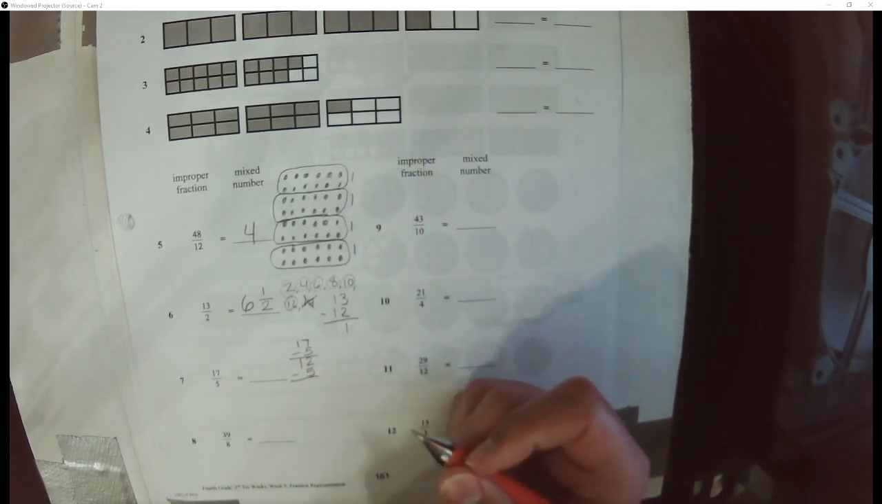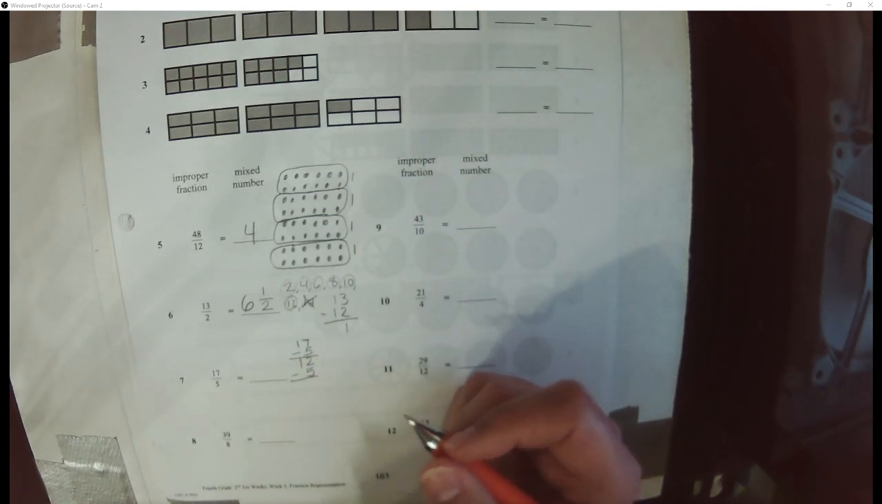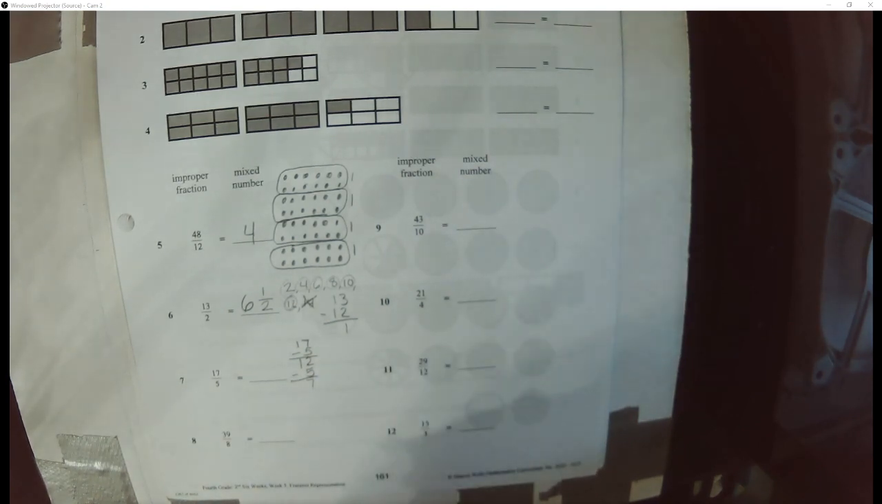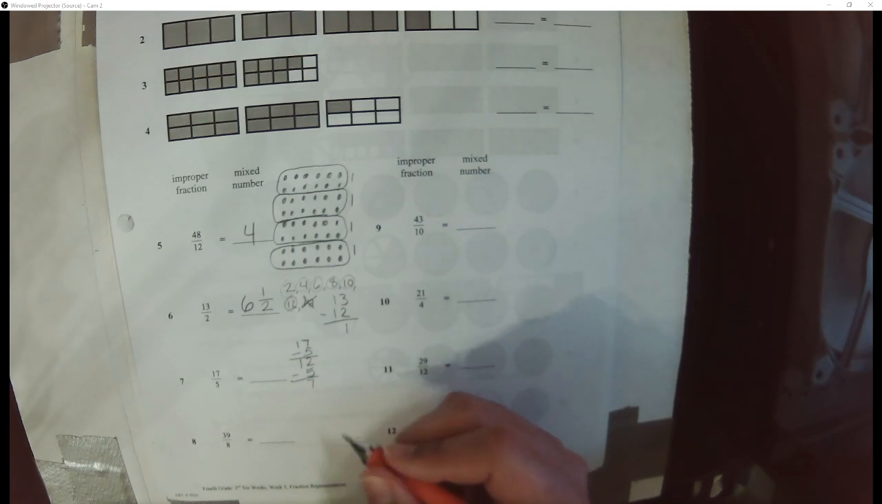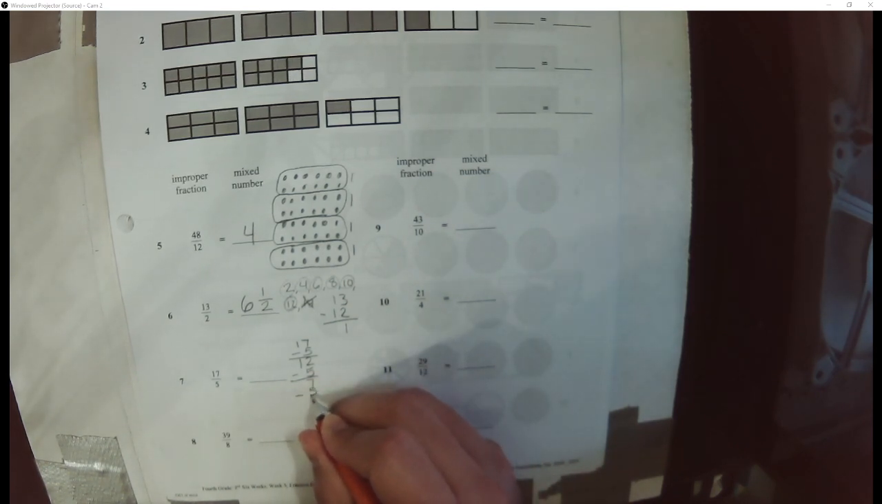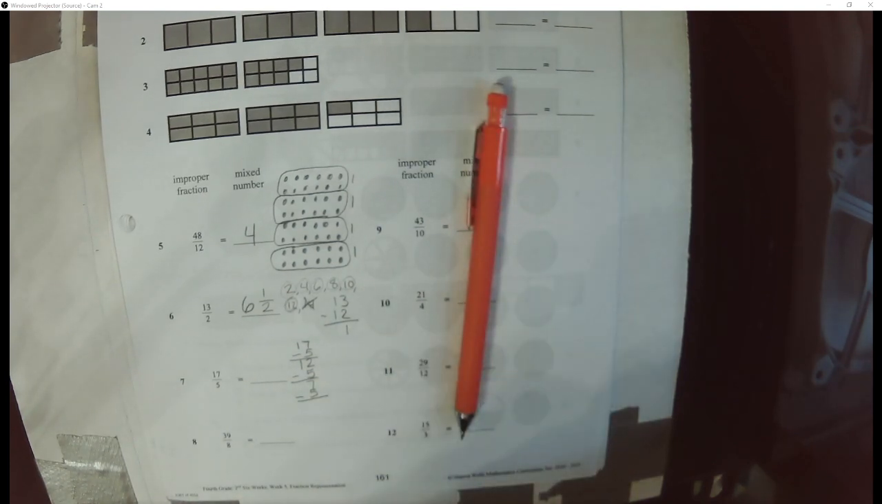What is 12 minus 5? What would I get? If I had 12 and I took away 5, what would I end up with? Noah. 7. All right. 7 is still bigger than 5. So I can subtract again. 7 minus 5. What is 7 minus 5?